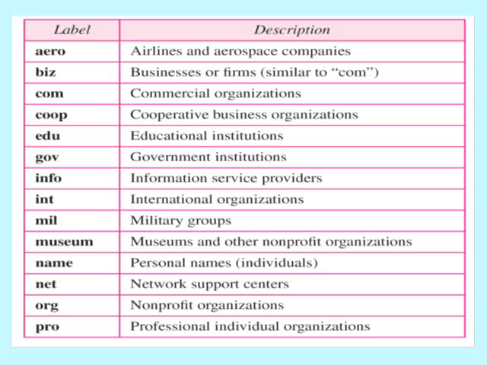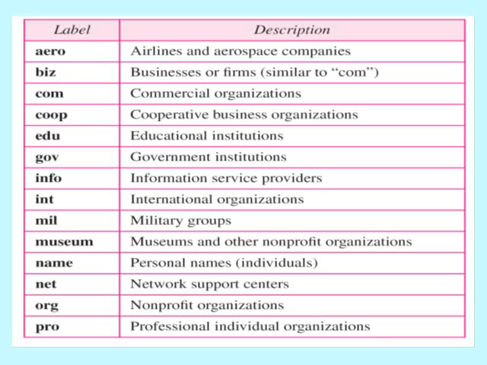The next label is COM, for commercial organizations. The next is COOP, for cooperative business organizations. EDU describes educational institutions. GOV is used for government institutions. INFO is for information service providers. INT is for international organizations. MIL is used for military groups. MUSEUM is used for museums and other non-profit organizations.